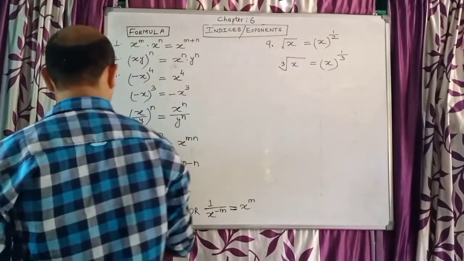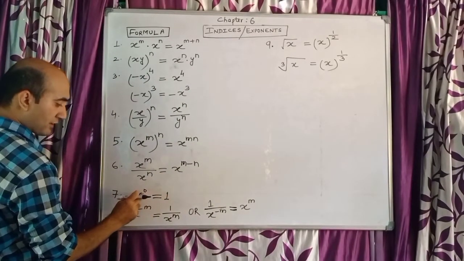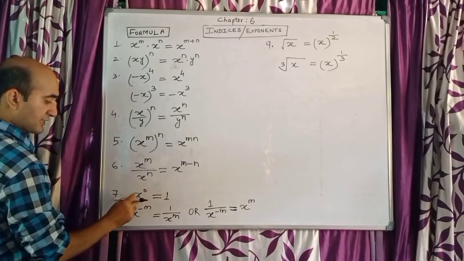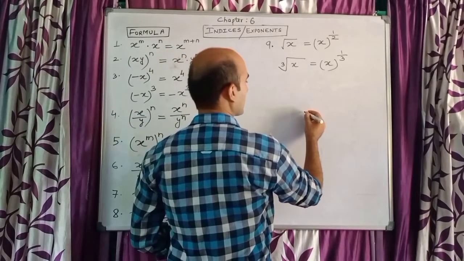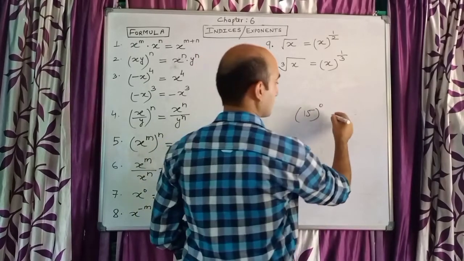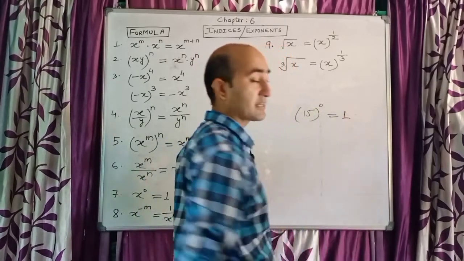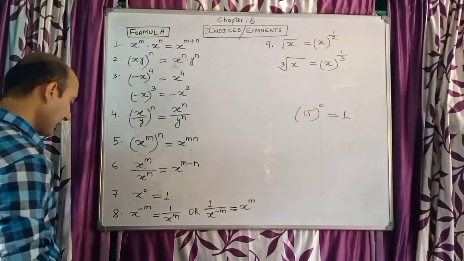Next, come to formula number 7. Anything to the power 0, anything power 0 is 1. Meaning is, let it be any number. Suppose you write 15 and power is 0. The result is 1. So any number having power 0, the result is 1. Next, number 8.